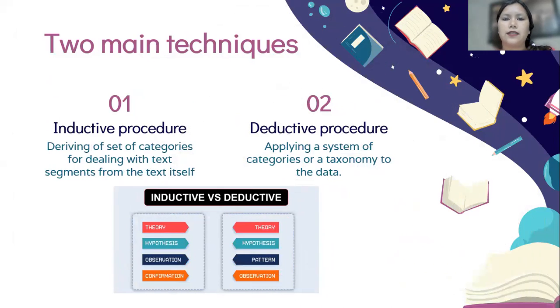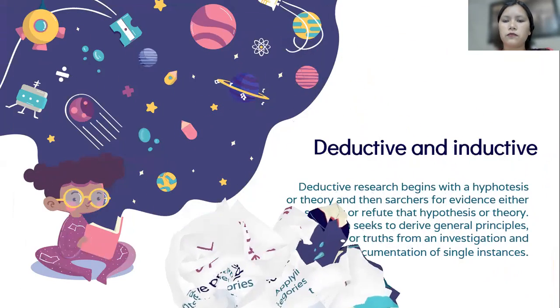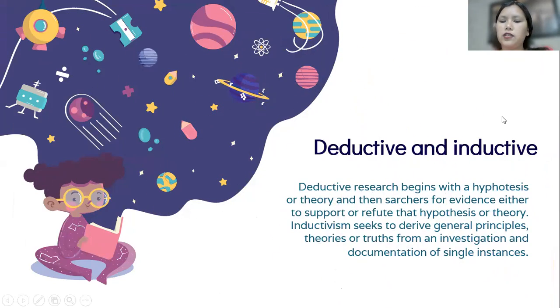In this text, there are two main techniques. Number one is the inductive procedure. It is devising a set of categories for dealing with text segments from the text itself. Number two is the deductive procedure. It is to apply a system of categories or a taxonomy to the data. Deductive and inductive.